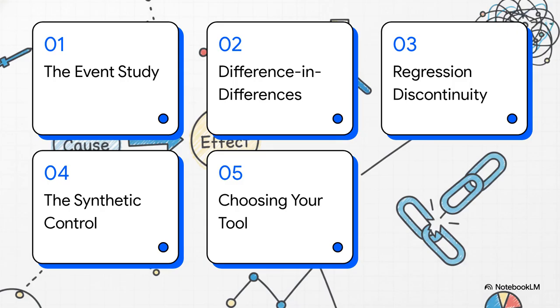Okay, so here's our game plan. We're going to stock our toolkit with 4 different methods. We'll start with the event study, then difference in differences, move on to regression discontinuity, and finish with the synthetic control. And at the end, we'll talk about how to choose the right tool for the job.